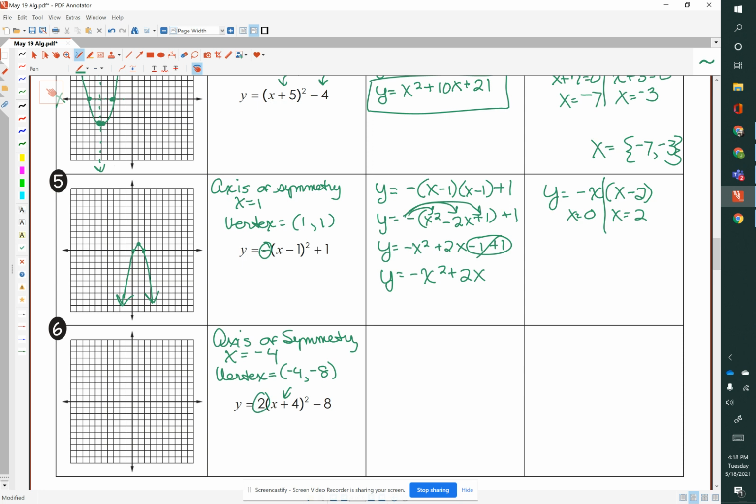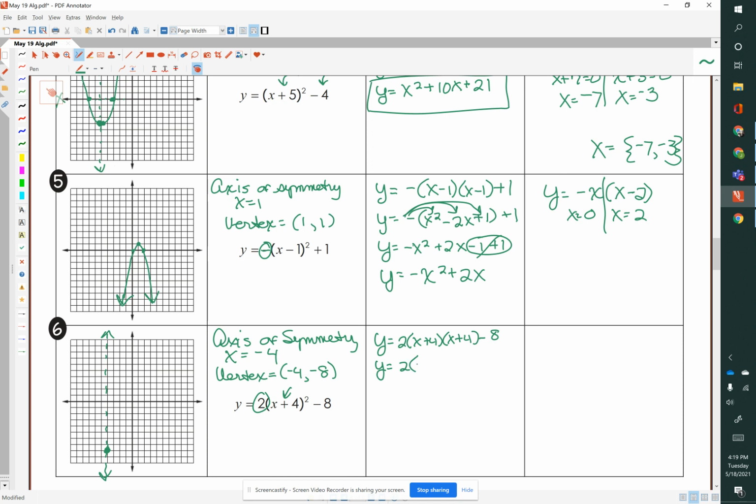We would have to substitute values to get that in much detail, but we're just going to work on these forms for now. So we have an axis of symmetry of negative 4. We have a vertex of negative 4, negative 8. And let's put this in standard form. So y equals 2 times (x plus 4) squared minus 8.